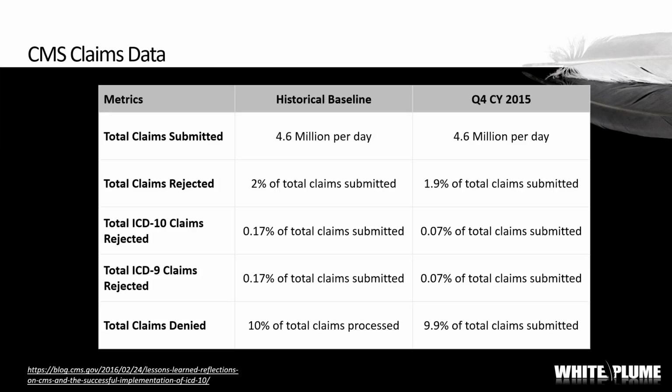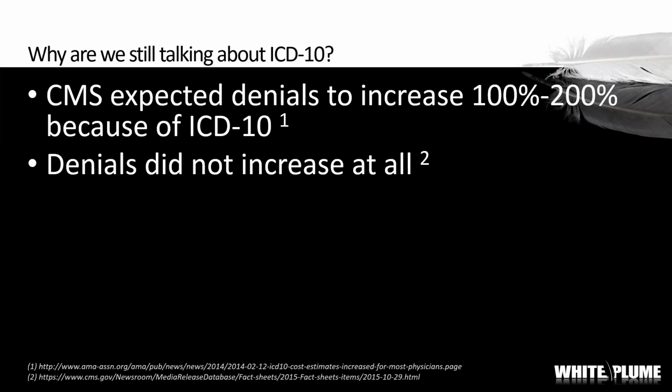I'll share this data with you just so you can get a feel for what this looks like. CMS compares claims data from prior to October 1st, the historical baseline, to what happened in the fourth quarter of 2015. You can see claims volume didn't move at all, and the total number of claims denied actually went down slightly. Probably not statistically significant, so you basically see no change in the denial rate. So what does that mean? We expected a huge increase in denials, but it didn't happen.